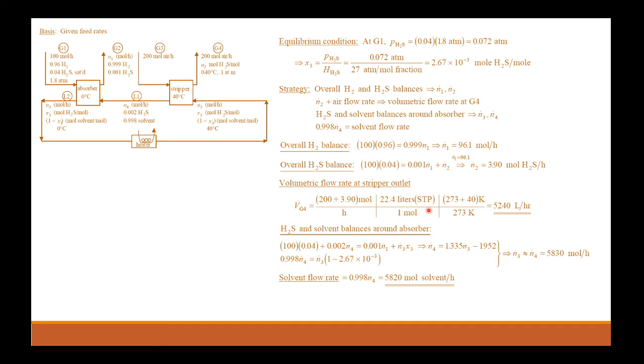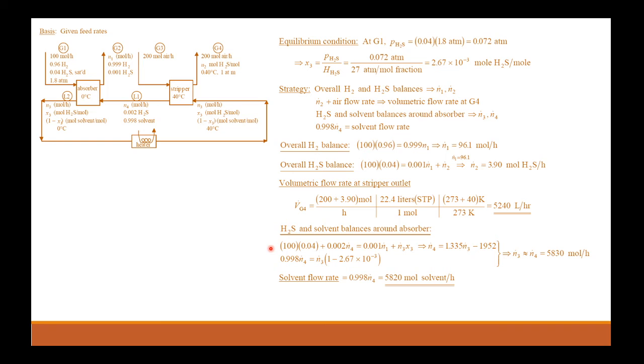We will use the value for the standard volume of 1 mole of gas at standard temperature and pressure, and then since the condition here is at 40 degrees Celsius, we have to convert it to 40 degrees Celsius, which gives us 5,240 liters per hour. Okay. Next, we solve for N3 and N4 using H2S and solvent balances around the absorber.